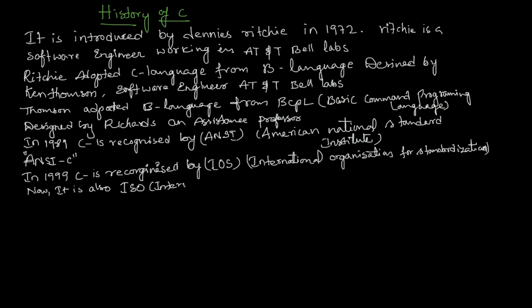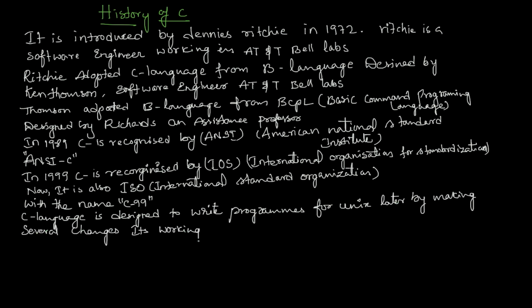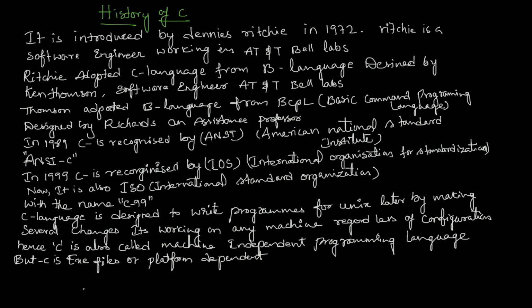C language is designed to write programs for Unix. Later, by making several changes, it works on any machine, regardless of configuration. Hence, C is also called Machine Independent Programming Language. But C's exe files are platform dependent. Hence, C is used to design standalone applications only.